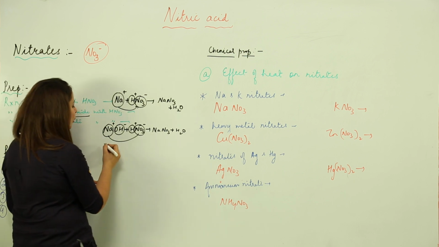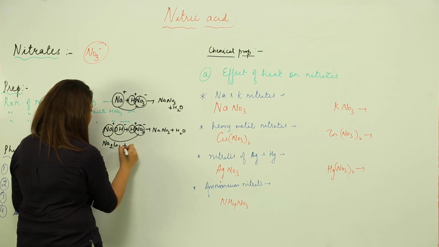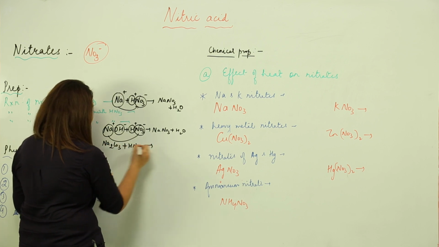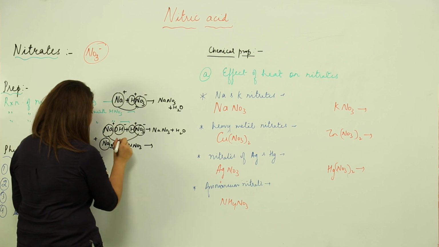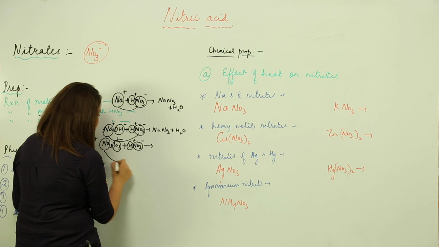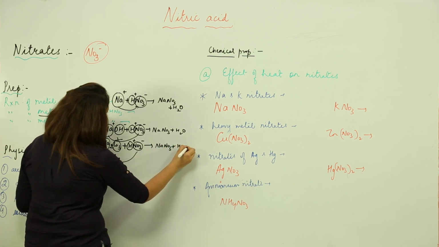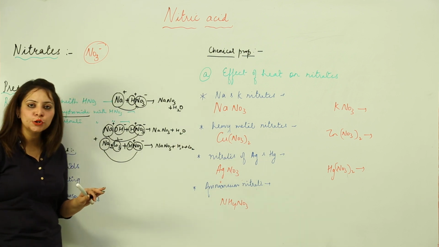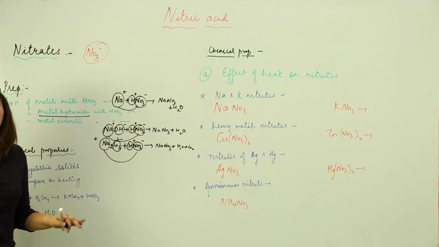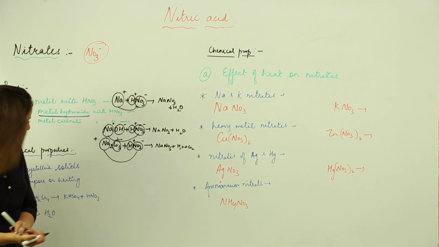Likewise, I can have the metal carbonate as well. Suppose this is my metal carbonate. Again, I am going to react it with HNO3. I am going to put the valencies. Right, so this positive again is going to react with this. We get NaNO3 and the respective oxides, that is H2O and CO2. So likewise, we can prepare many metal nitrates, just changing the metal and reacting them with HNO3.